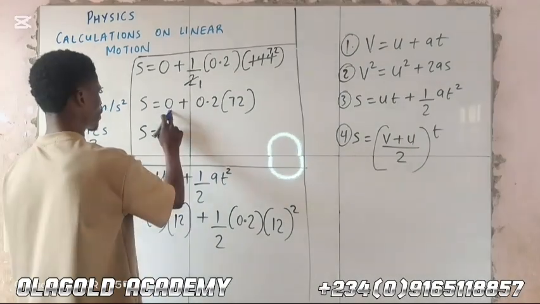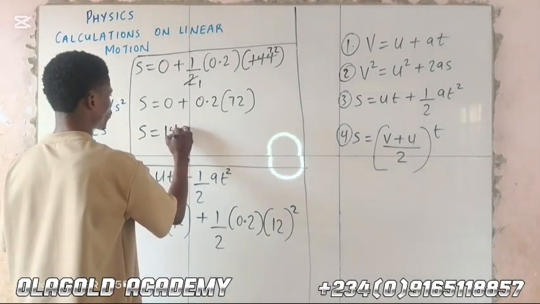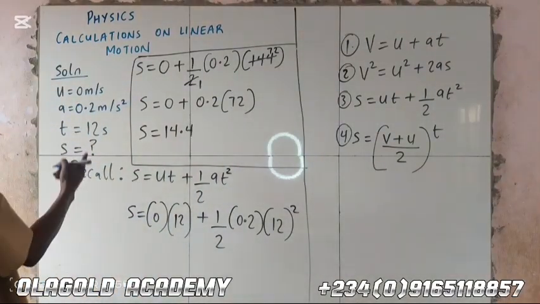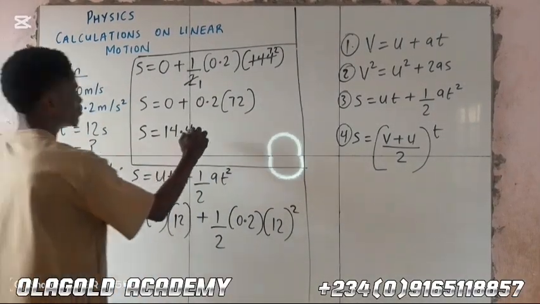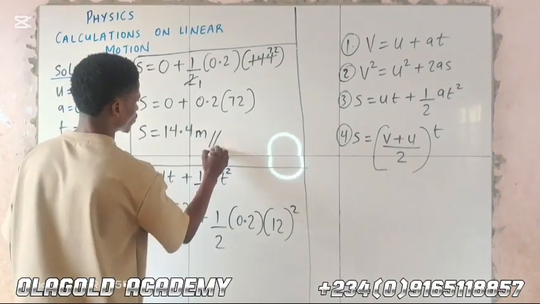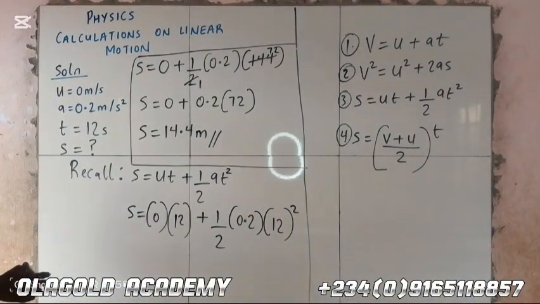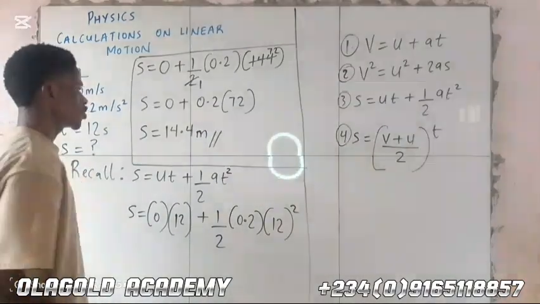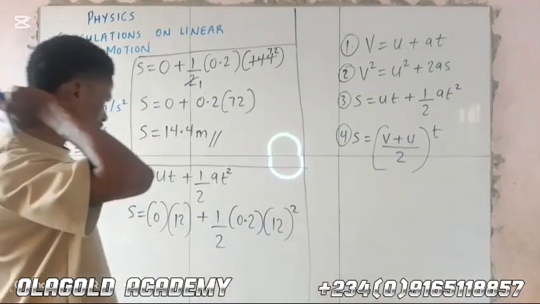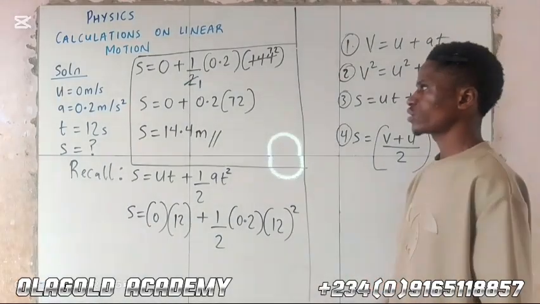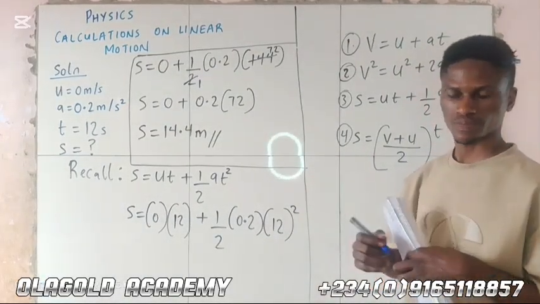14.4 plus 0 will also give me 14.4. And what is the unit for distance? The unit for distance is meters. So I have 14.4 meters as the distance. So this is how we can go about questions like this. Let me take off this part so we can go into question 2.